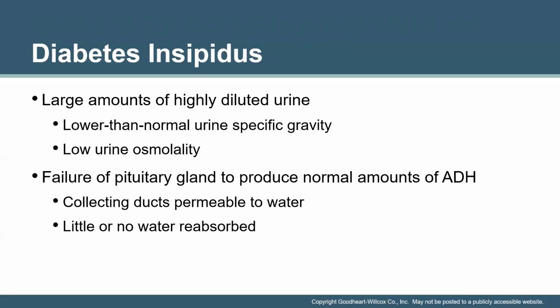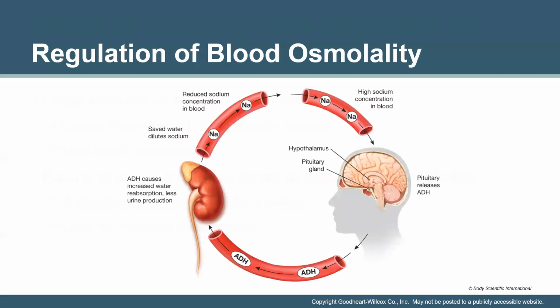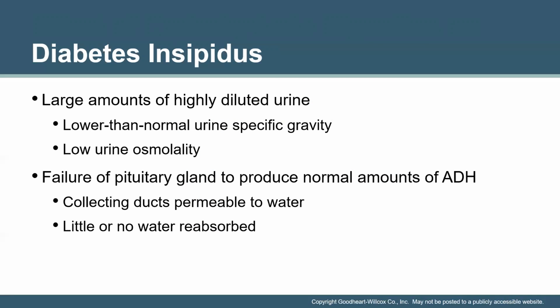Diabetes insipidus, this is large amounts of highly diluted urine. So insipidus comes generally from something up at the pituitary gland. So you're going to notice not only a lot of dilute urine, excess dilute urine, when you have diabetes insipidus, when the ADH isn't produced right or you're not reabsorbing it.